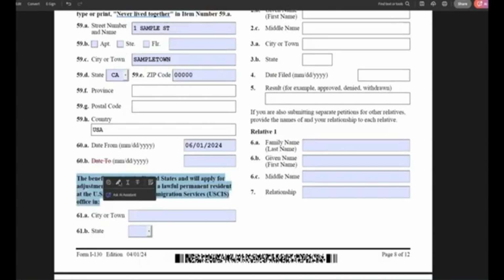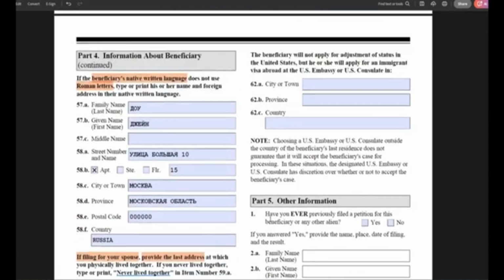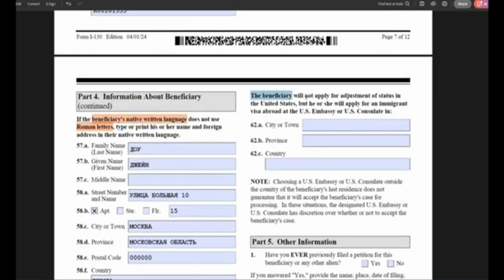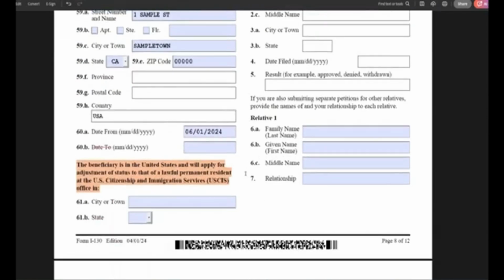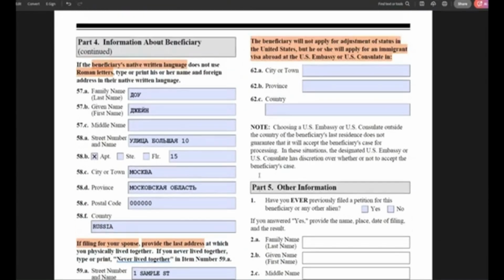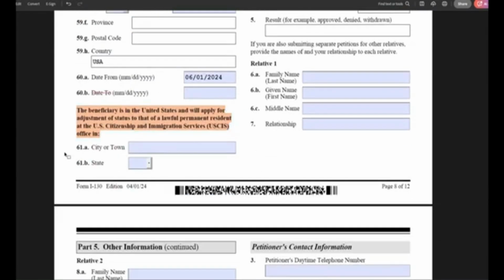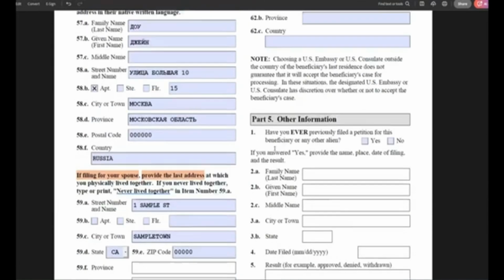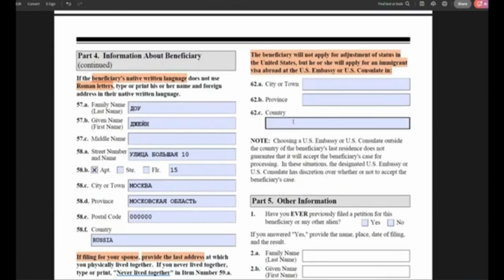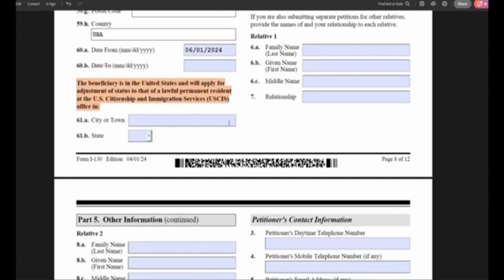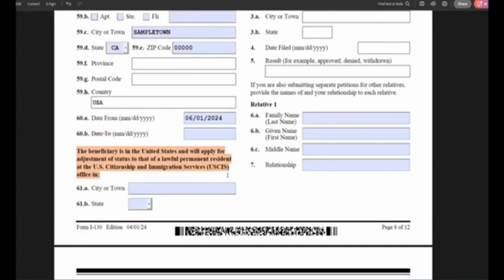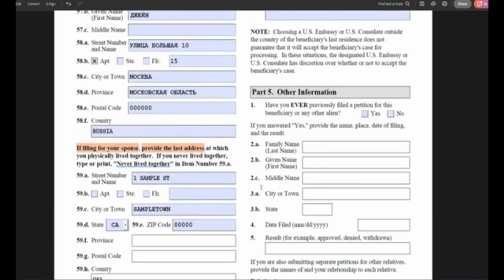This part of the application is very important. I cannot emphasize enough how important these questions are in the application. I want you to remember one thing when filling out this form. Only answer one of these two sections, either 61A and B or 62A through 62C. Never ever fill out both of these sections and never leave both of them blank.